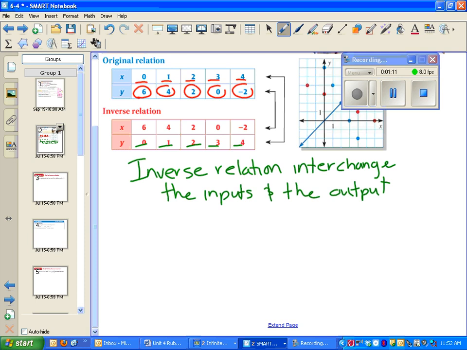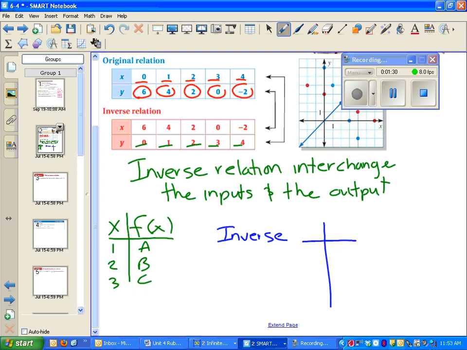So if I had some function and my inputs were 1, 2, and 3, and my outputs were A, B, and C, then the inverse of that would be, so my x's now would be A, B, and C, and my outputs, or the range, would be 1, 2, and 3. So it just switches them, right? The x's and y's switch.